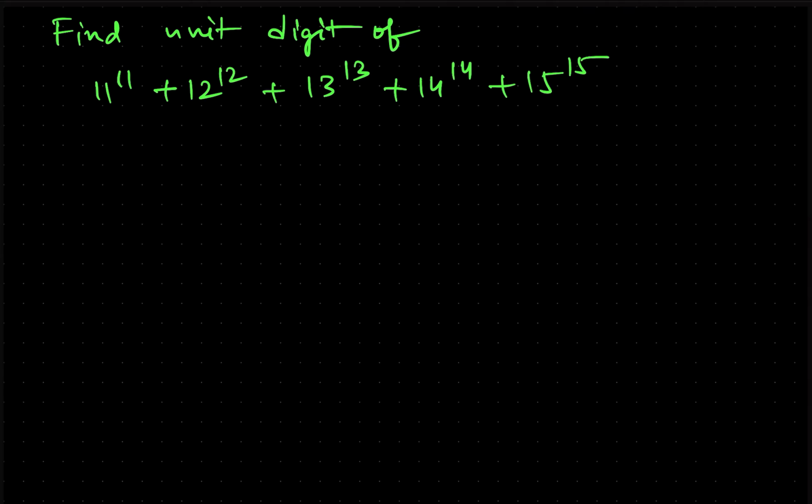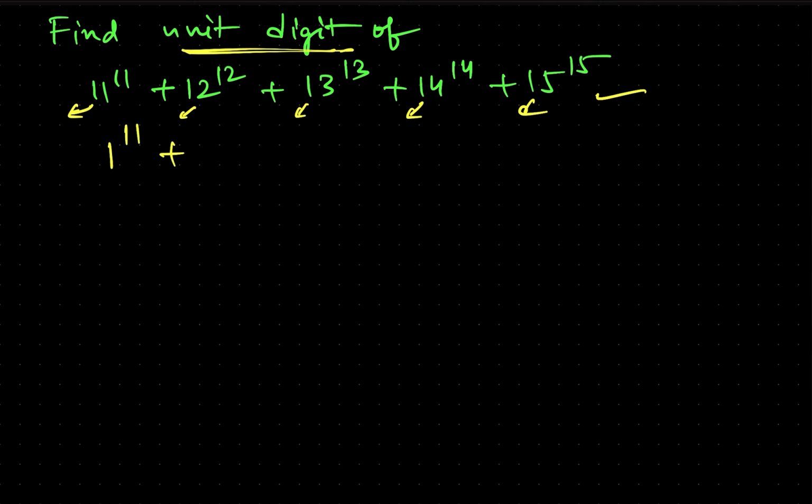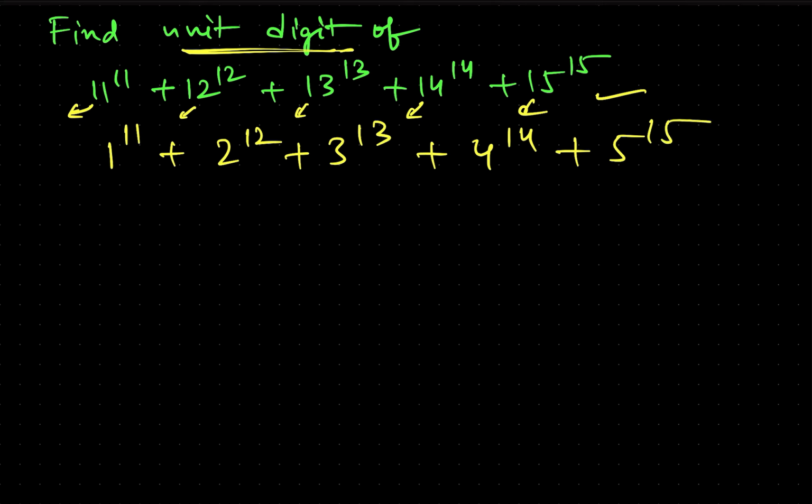So here 11 to the power 11, 12 to the power 12, and so on, it is a sum and we have to find the last digit. For unit digits you don't have to worry about the tens place digit, so just eliminate that. So we can write it like this: 4 to the power 14 and 5 to the power 15.